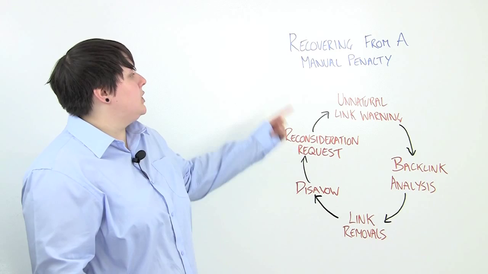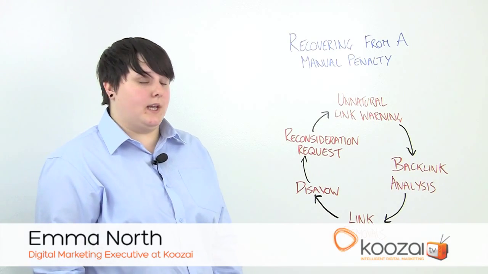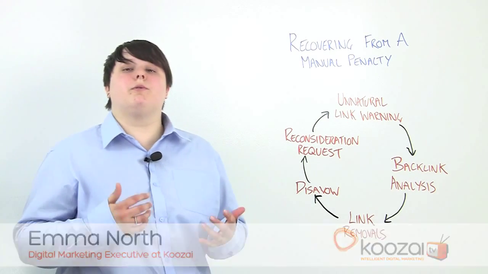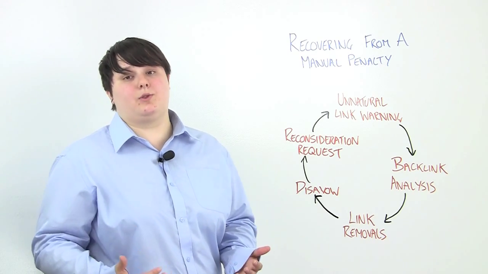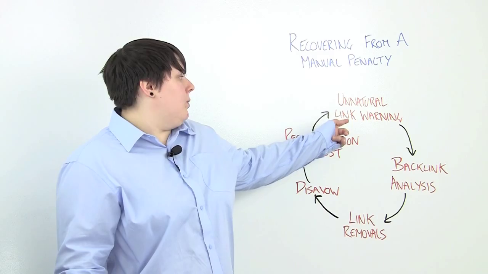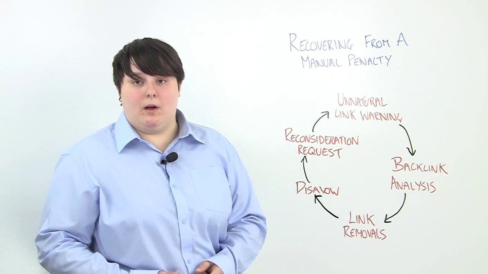Today I'd like to talk to you about recovering from a manual link penalty. Now this is typically where Google has reviewed the links pointing to your site and decided that there are too many in there that look unnatural. It typically starts with an unnatural link warning in Google Webmaster Tools.